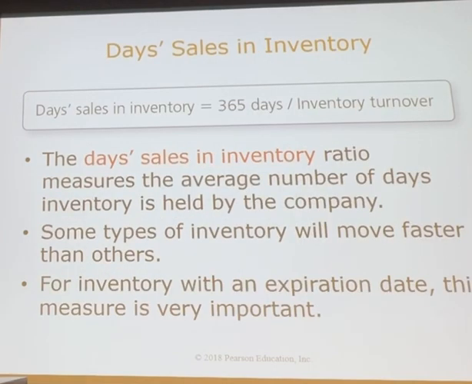Then once we've calculated the inventory turnover ratio, we can calculate a related ratio, which is days sales in inventory. So for this ratio, we just take 365 days divided by the inventory turnover ratio. So for this ratio, we prefer to have a lower number to show that we're able to sell our inventory relatively quickly.